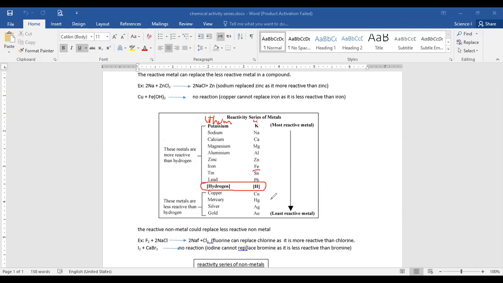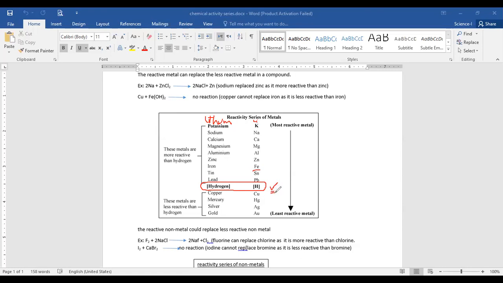Anyone have an idea, or do you think why? Let's try to think. Let's find why we put hydrogen here, although hydrogen is not a metal, and we just put it in a chemical activity series of metals. Yes, Maya. Because it reacts as a metal.